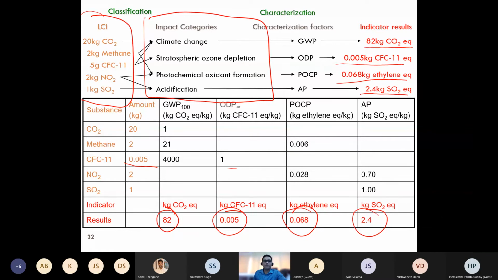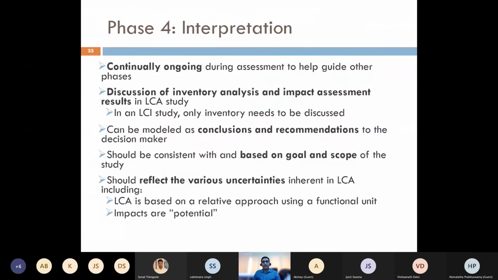And in reality, it would have huge matrices, maybe 50 by 50, and some amount of matrix algebra, like multiplication of matrices, to calculate these factors. And the last phase is interpretation. You try to interpret the results based upon what assumptions you have taken, and try to draw out the conclusions and the recommendations. And again, these conclusions and recommendations should be based upon the goal and the scope. You should never exceed the initial goal and scope that you have stated.